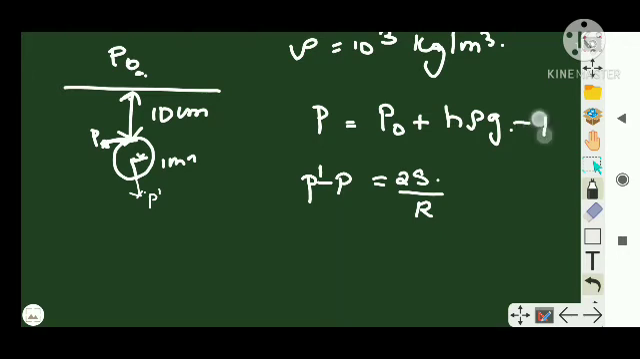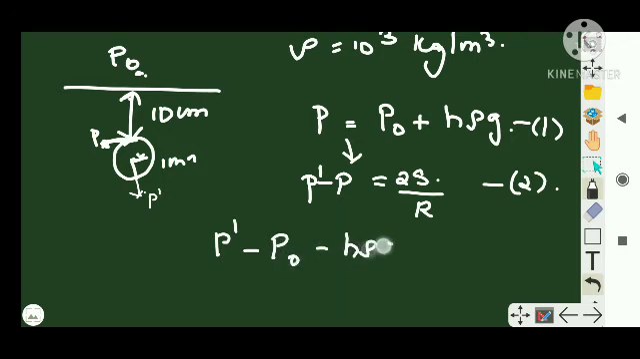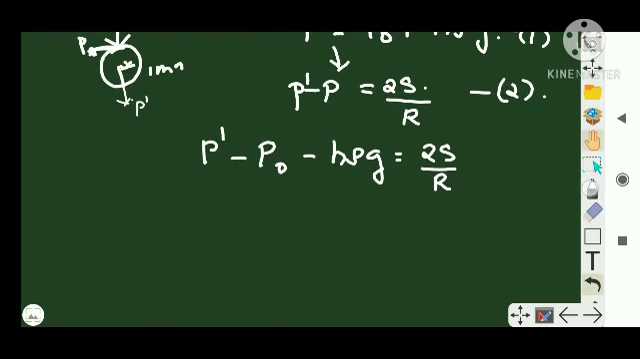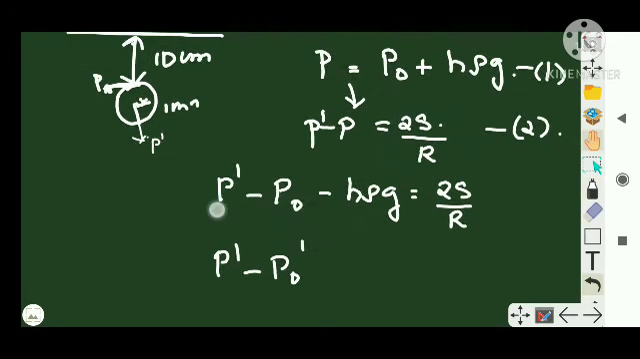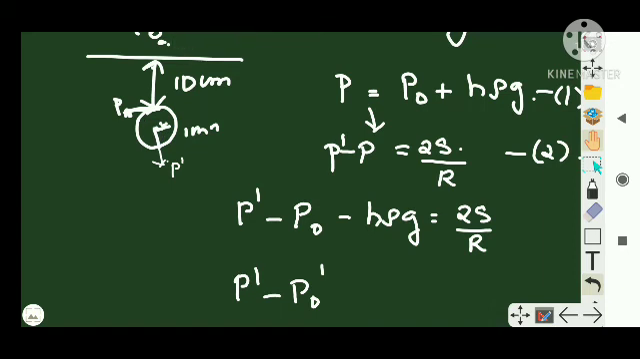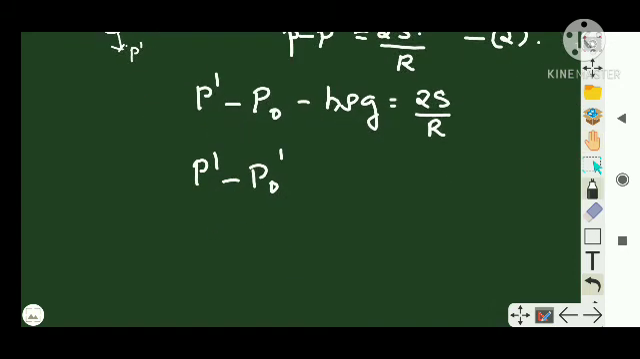Clear? Now you got two expressions, you have to just solve it. You can substitute P from this formula, so that this becomes P dash minus P naught minus h rho g equal to 2S by R. That is the question: you are asked the pressure difference between the bubble's inside pressure and atmospheric pressure. So P dash minus P naught is equal to 2S by R plus h rho g.